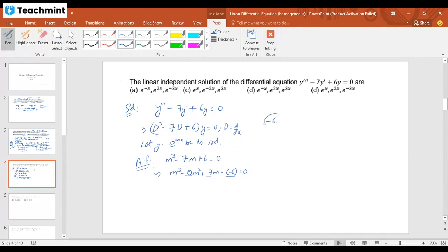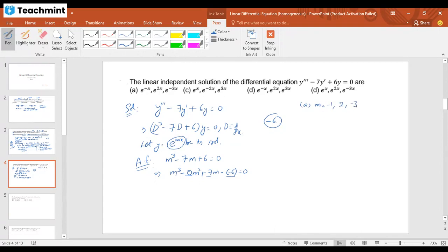Okay, so we need to find three numbers such that the sum of the roots is 0 and the product of the roots is minus 6, because we are given the options. So we'll try to pick, since we have assumed that e raised to power mx is the solution. If we look at the first one, what are the values of m in the first option? In option A, the values of m are minus 1, 2 and minus 3, right?